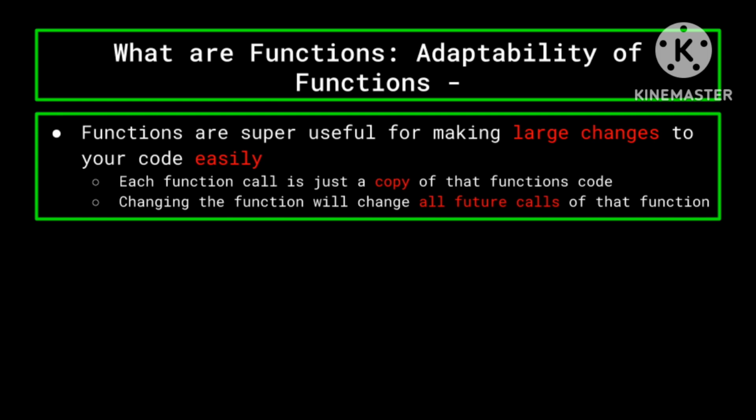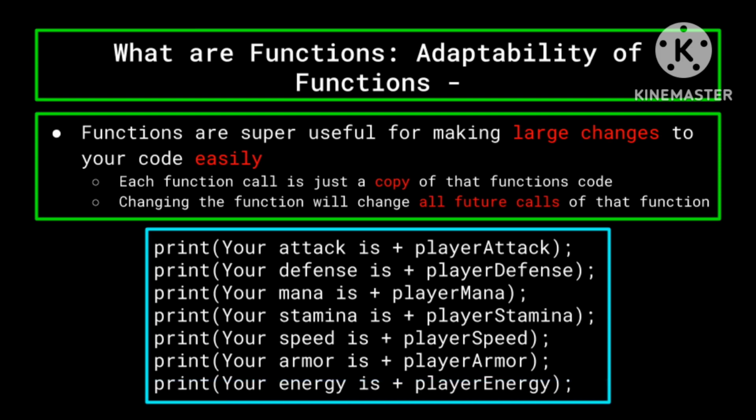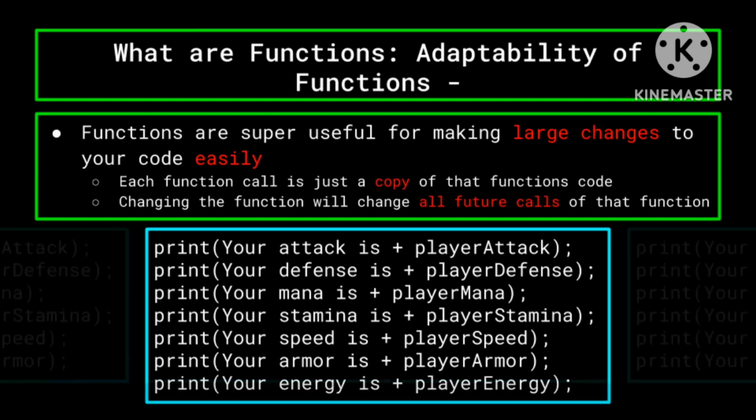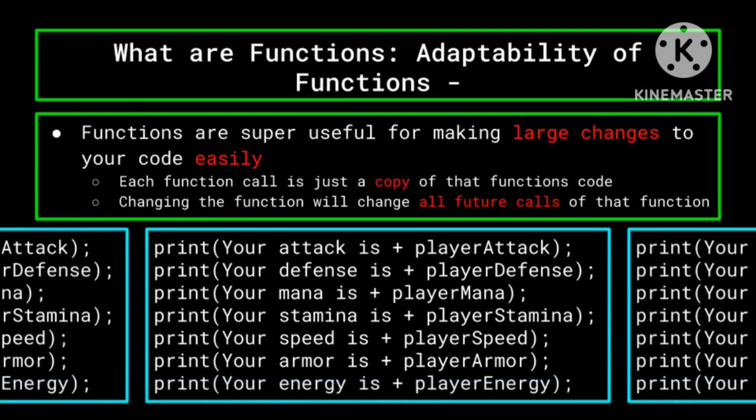Let's go back to our print_stats function and say that you wanted to go back and add in a new statistic that the player could level up through experience in the game. Without functions, you would have to go back into your code and find every instance that you'd printed out the user's stats and create another print statement to display the new statistic.